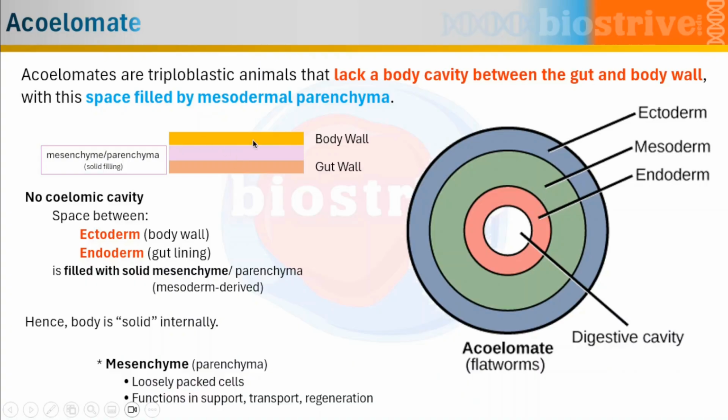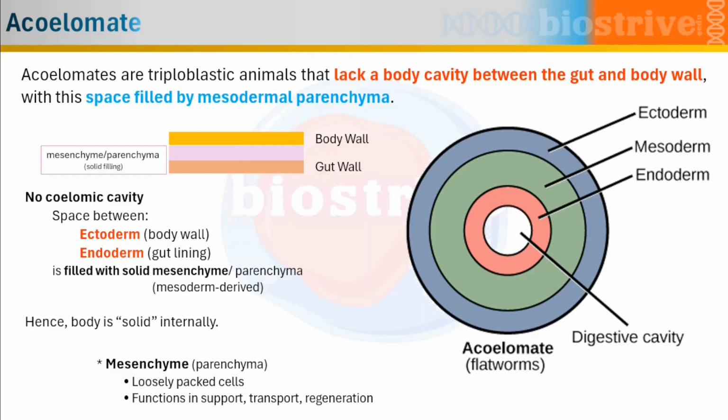As you can see in this body plan, there is the outermost body wall which is ectoderm, the innermost gut wall which is endoderm, and there is a filling of mesenchyme, parenchymatous tissue. There is solid filling. So we call these organisms having a solid body internally. What is the role of this mesenchyme tissue? Mesenchyme tissue is a tissue of loosely packed cells, and it functions in support, transport and regeneration, as we will see in planarian regeneration.